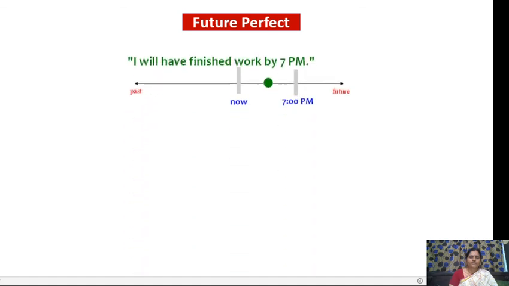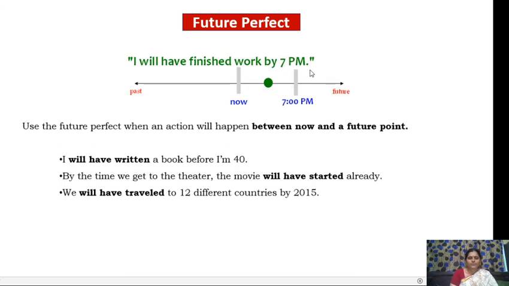Now let us see future perfect. At a certain point of time, you will have finished doing something. Use future perfect when an action will happen between now and a future time. So, I will have written a book before I am 40. At present, you might be 35 or 36. You will have written a book before you are 40.